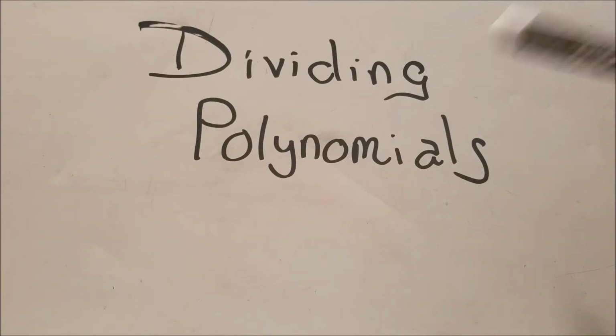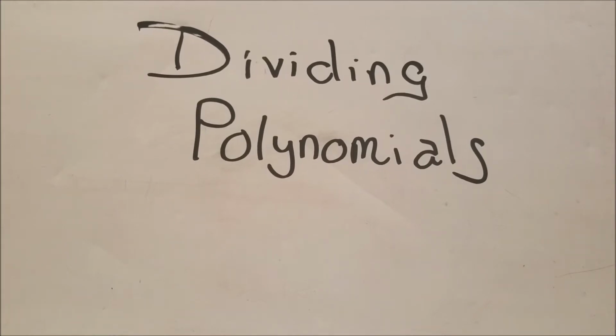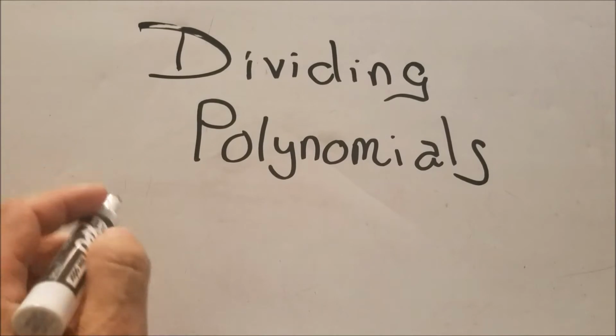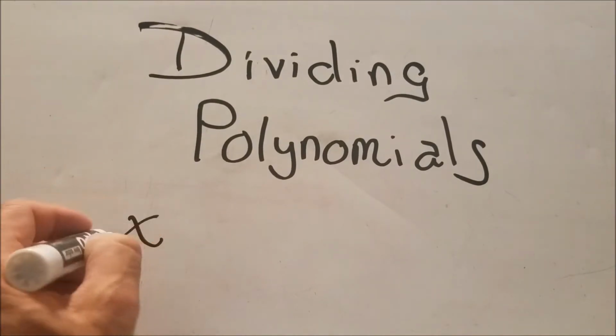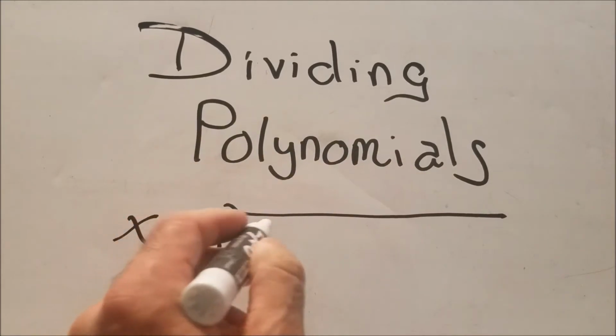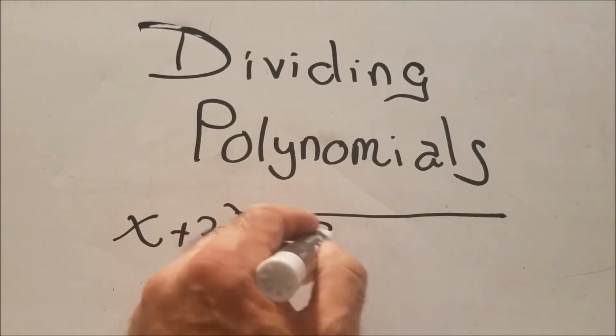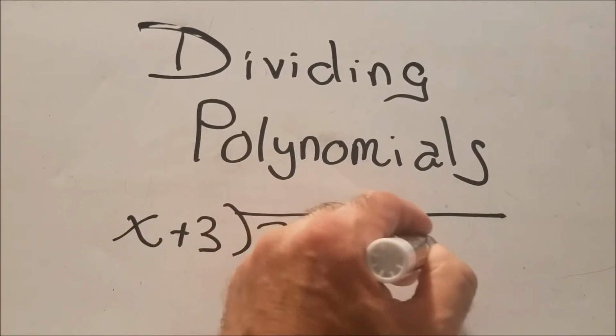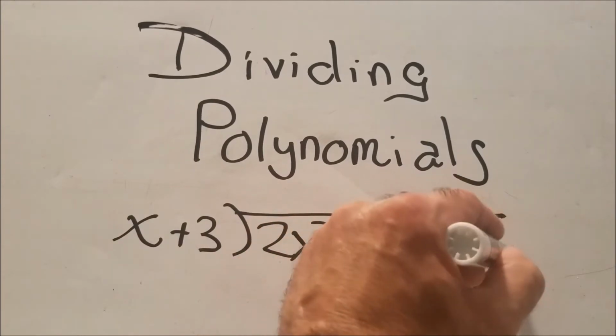Our video on dividing polynomials, our second video in the Algebra 2 course. Dividing polynomials is just like long division. So let's just give it a shot here. Let's say I had x plus 3, and I want to divide the whole thing by 2x cubed plus x squared minus 11x plus 12.